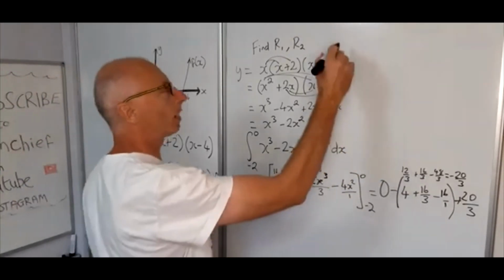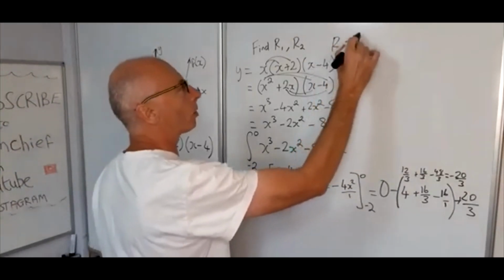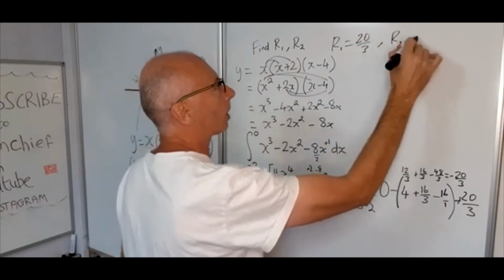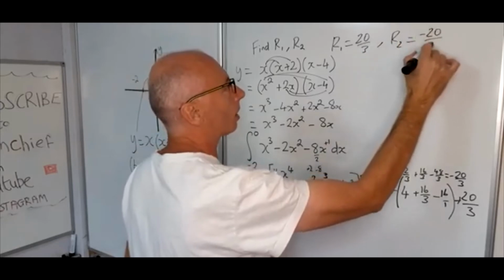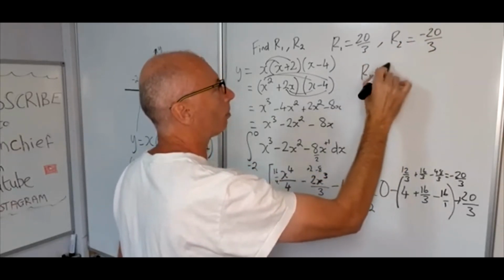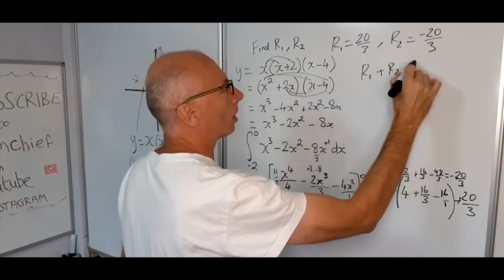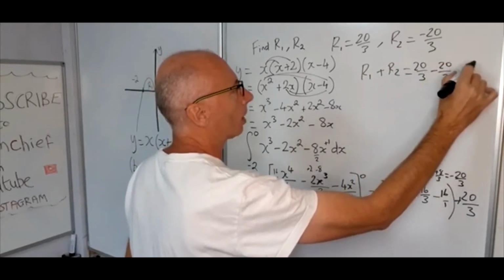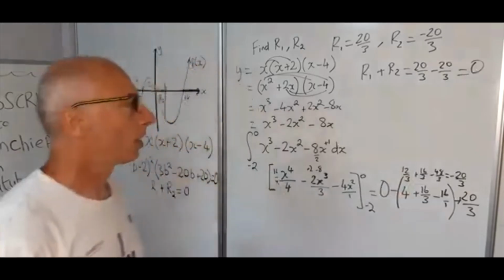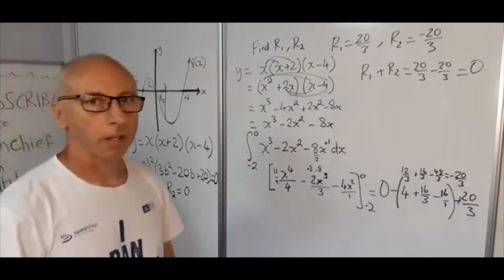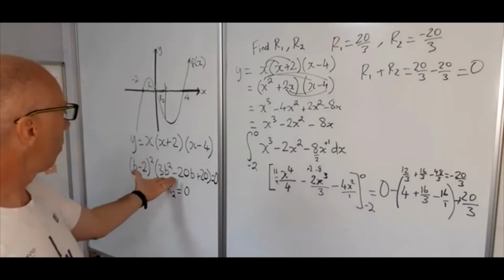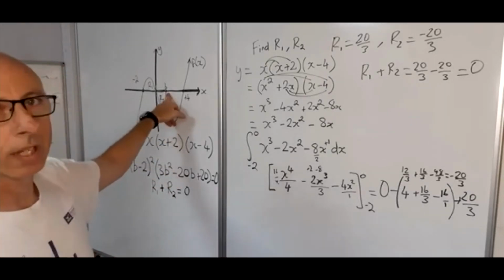Let's just confirm that. So R1 equals 20 over 3. R2 equals minus 20 over 3. R1 plus R2, 20 over 3 minus 20 over 3 equals 0. So that's the first part of the question taken care of. Now we're going to have a look at what we can do to find this point here for B.